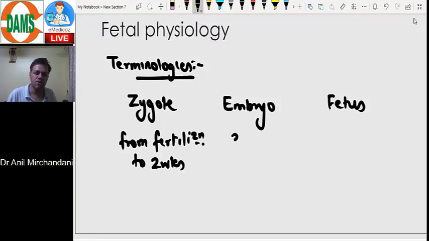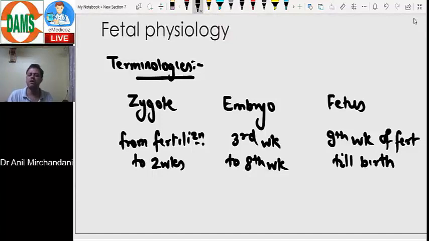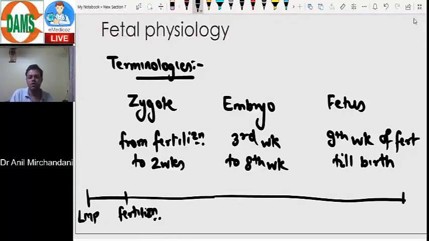Then embryo is from the 3rd week to the 8th week. Fetus is from the 9th week of fertilization till birth. My dear friends, all these figures are from fertilization, but from LMP, remember, fertilization happens after 2 weeks in a patient who has a 28-day cycle. So for counting from LMP, you just have to add 2 more weeks.